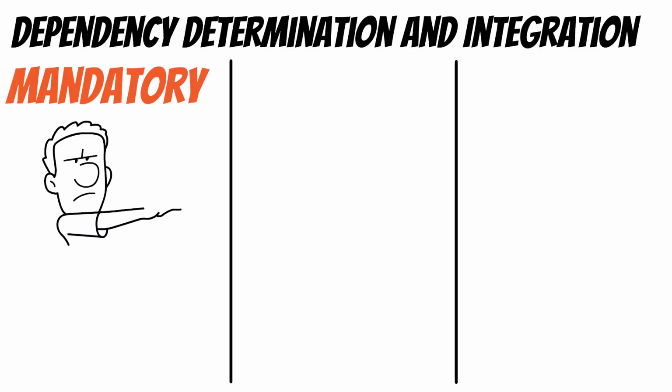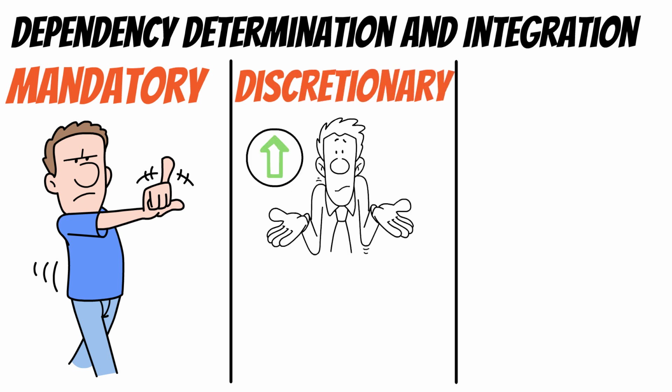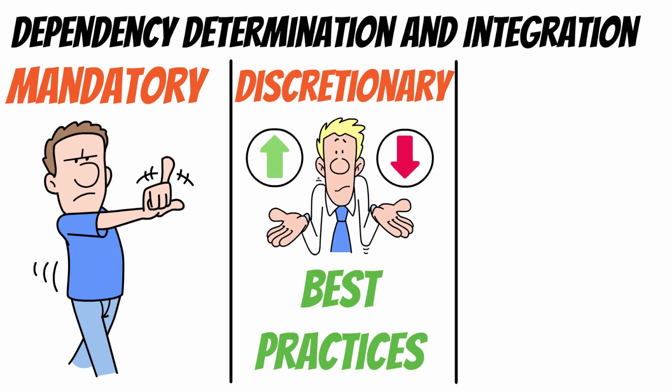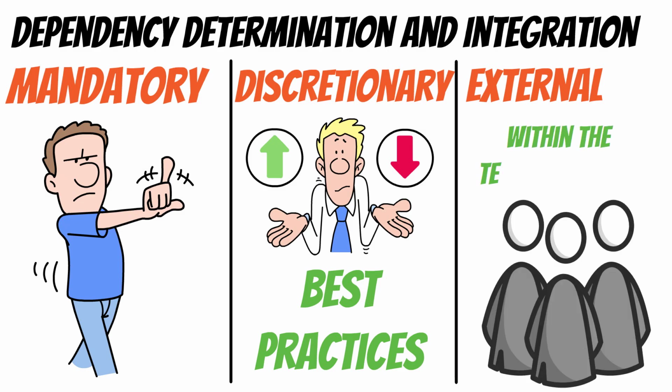The next one is dependency determination and integration. This is where you figure out if dependencies are mandatory, can't be changed, like legal or physical constraints. Discretionary, preferred sequences, often based on best practices. External, outside the project team's control, or if it's internal, within the team's control.